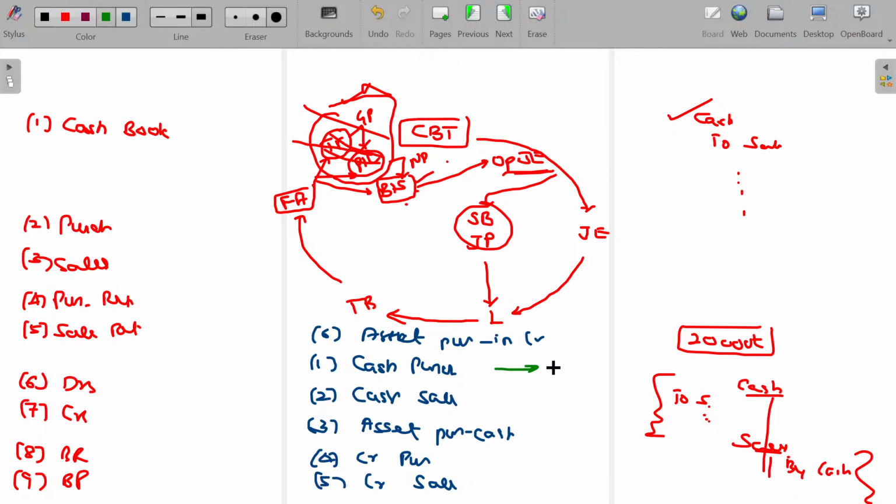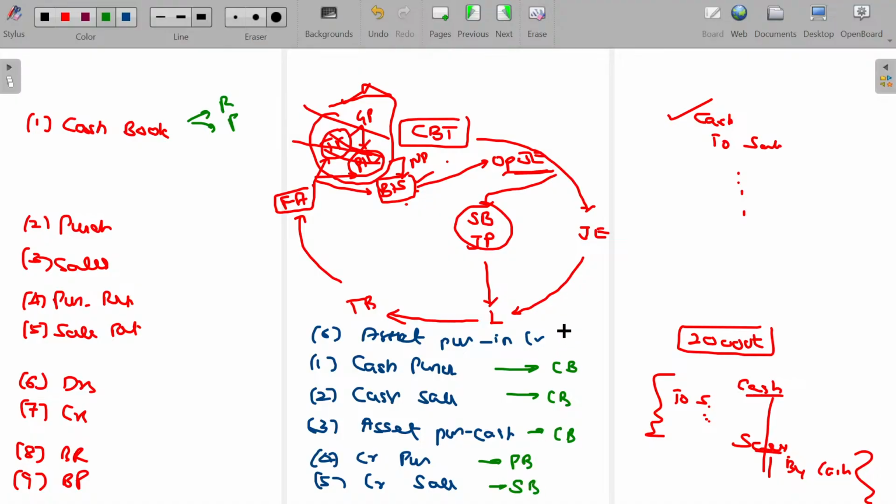Cash purchase will be posted where? In the cash book, because with a cash purchase, money goes out. Cash sales, cash book. Asset purchased in cash, cash book. Credit purchase will go to the purchase book because it is not a cash transaction. There is no inflow or outflow. In the cash book, we need to have only inflow or outflow, meaning receipts and payments. Credit purchase has no receipts and payment, so it will not appear in the cash book. Then where will it go? We have the purchases book. We can show it there. Credit sales, sales book.